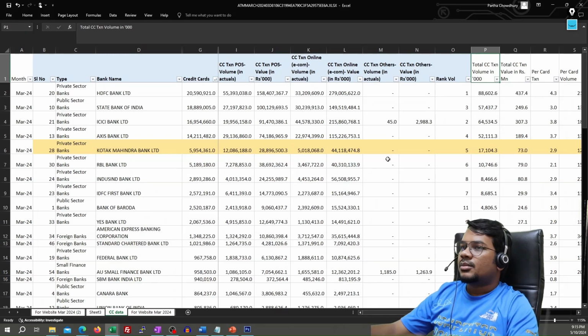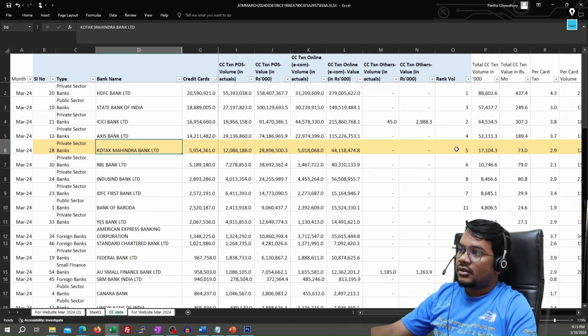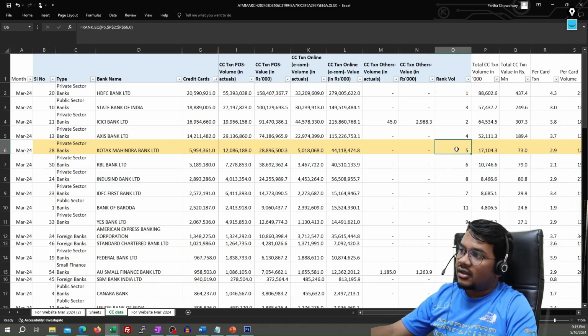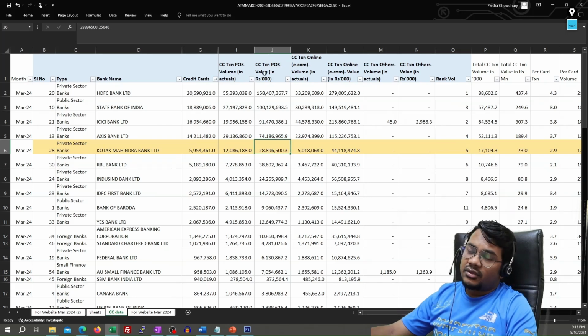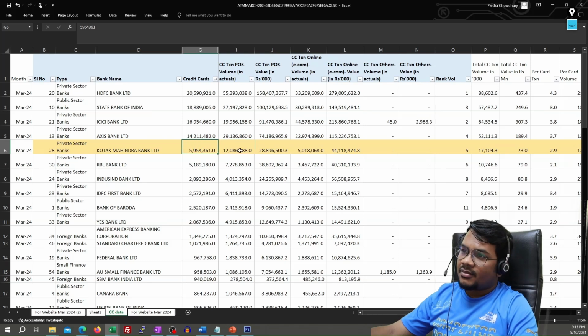Okay, so Kotak Mahindra Bank is a focus bank here. It is at number 5, fifth position in terms of volume of transactions, with 28 million value of transactions happening and 12 million volume of transactions happening in the month of March 2024. They have around 5 million, that is 59 lakh cards in circulation.